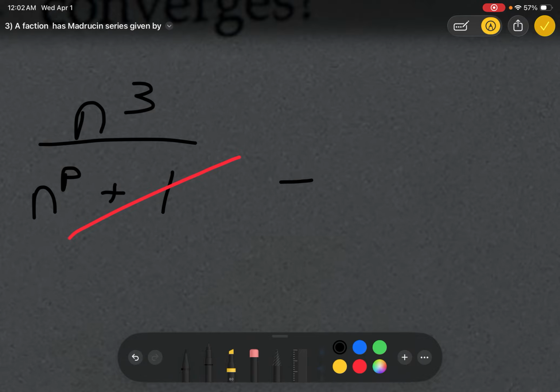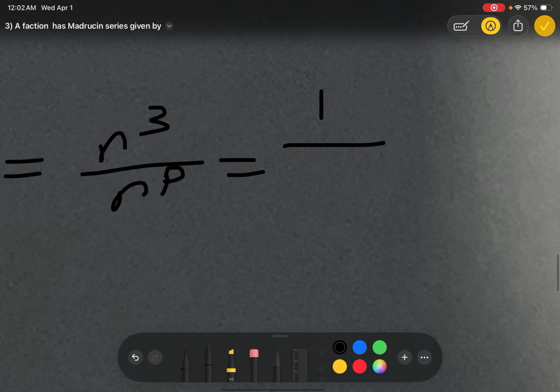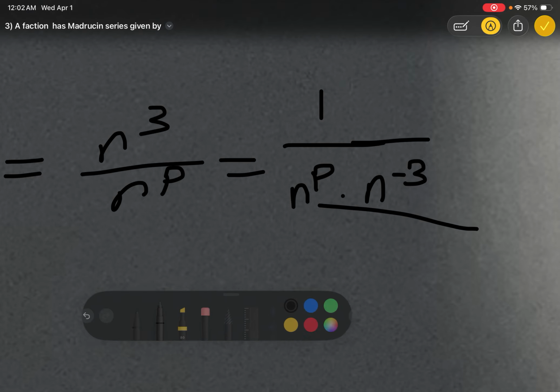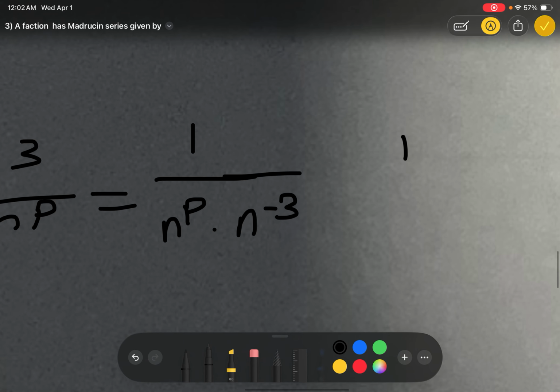So you are left with n cubed over n to the p. Now you can rewrite that as 1 over n to the p times n to the negative 3 based on properties of exponents that you learned in Algebra 2. Another property: if exponents with the same base are multiplied, they are added. So it's n to the p minus 3.